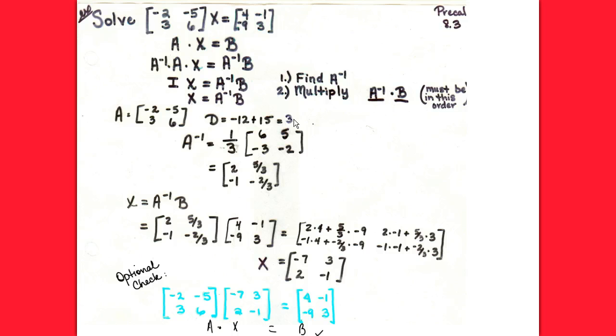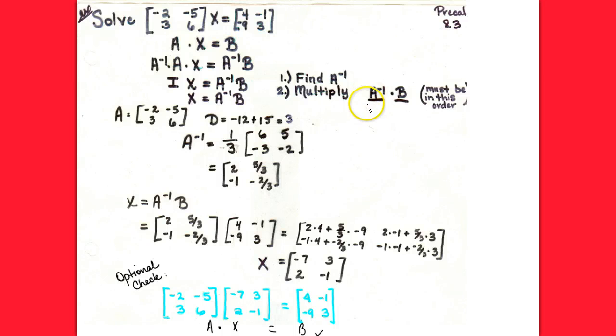Then I'm going to use that formula. And the formula for the inverse was 1 over the determinant. So we'll put in that 3 that we just got. A and D switched places. B and C stayed where they were, but their signs changed. This was a negative 5, now it's positive. This was a negative 3. This was a positive 3, and now it's negative. So I can do my scalar multiplication. 1/3 of 6 is 2. 1/3 of 5 is 5/3. 1/3 of negative 3 is negative 1. And 1/3 of negative 2 is negative 2/3. So there's my inverse. So we've done step number one.